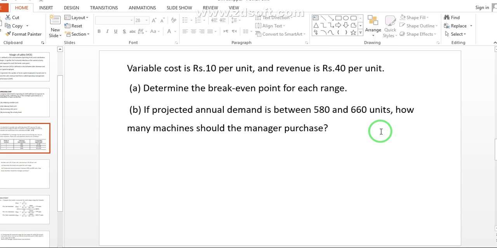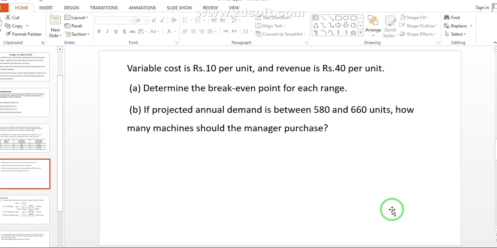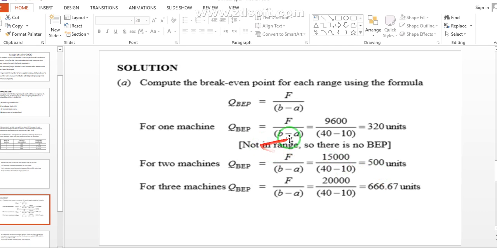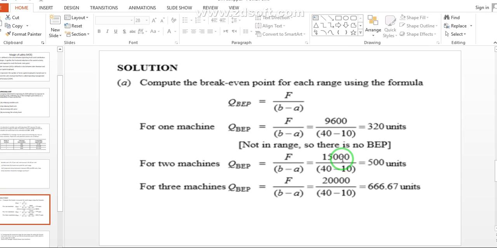Why are we calculating in units? Because they have given the range of output in units, that's why we put it as units. For the second machine, the same formula, the same procedure and the same steps are used. The fixed cost for machine 2 is 15,000 rupees. Let's put in the value 15,000, then 40 minus 10, where the revenue is 40 and the variable cost is 10. So 15,000 divided by 30, we get 500 units.